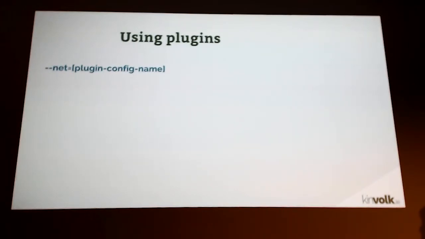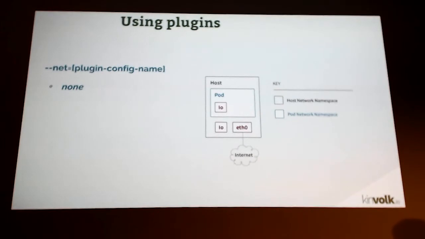On the command line, you give it a dash dash net, and you give it the name of the plugin config. The first one we're going to look at is none. You can imagine what this does. Any guesses? Okay. It does nothing as far as networking goes. When you're inside that, you just have a loopback device, and if you try to do any action using the network, it's not going to work.